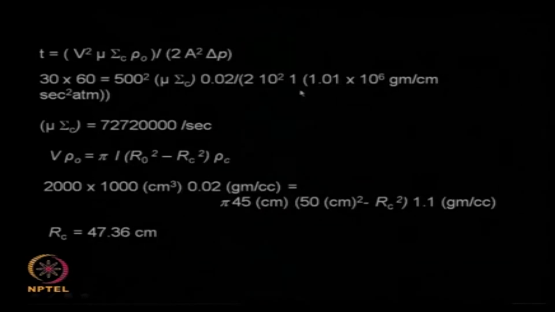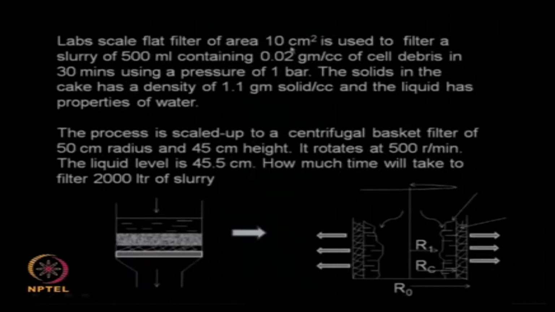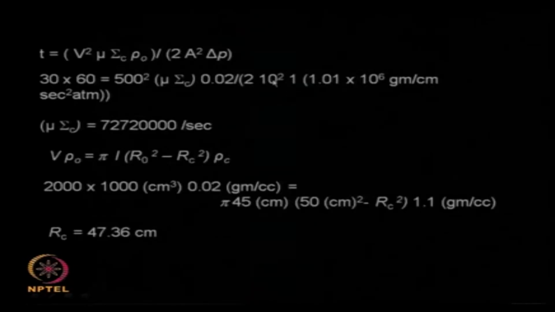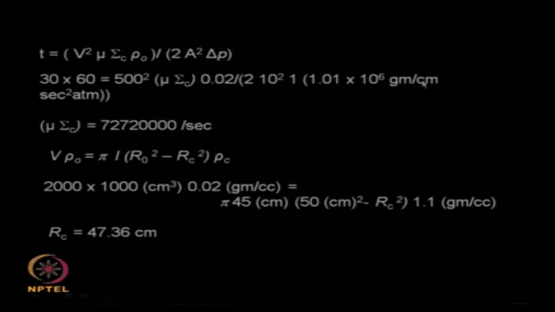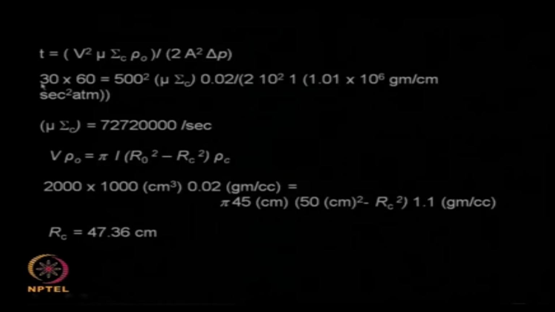Now area is given, if you recall properly, as a 10 centimeter square flat filter area, so you put in 10 centimeter square, and then the delta P is 1 atmosphere, so you are converting that properly here. So you have the left hand side, you have the right hand side, the only unknown is mu sigma c. This determines the properties of the solid and the liquid, so we can calculate this whole thing from this equation.